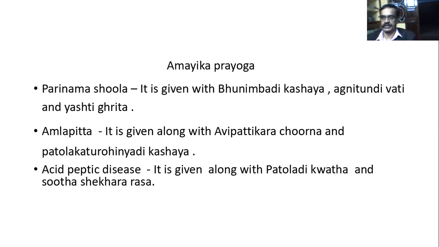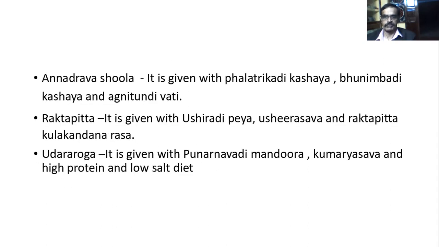Now let us see the Anupana Prayoga. Depending upon the different diseases, with specific medicines, it can be given in varied disorders with a very good outcome. In Parinama Shula, it is given with Bunimbadi Kashaya, Agnitundi Vati, and Jastikrita. In Amlapitta, it is given with Avipattikara Churna and Patolakaturohinyadi Kashaya. In acid peptic disease, it is given along with Patoladi Kwatha and Sutashekhar Rasa. In Annadrava Shula, it is given with Patolakaturohinyadi Kashaya, Bunimbadi Kashaya, and Agnitundi Vati. In Raktapitta, it is given with Ushiradi Kashaya, Ushirasava, and Raktapitta Kulakandana Rasa. In Udara Roga, it is given with Punarnavadi Mandura, Kumaryasava, and a high protein, low salt diet.